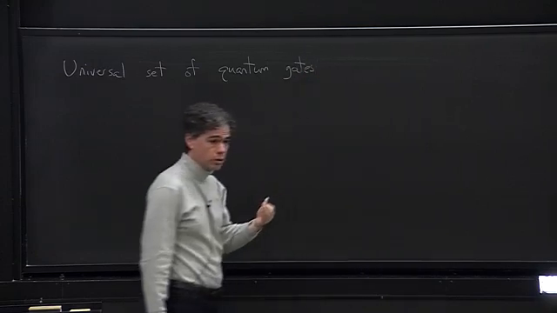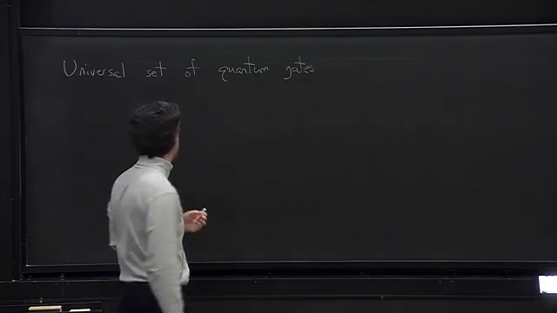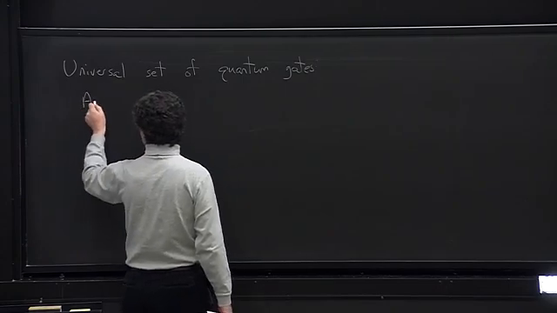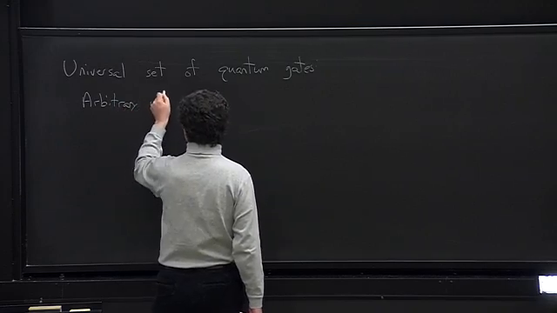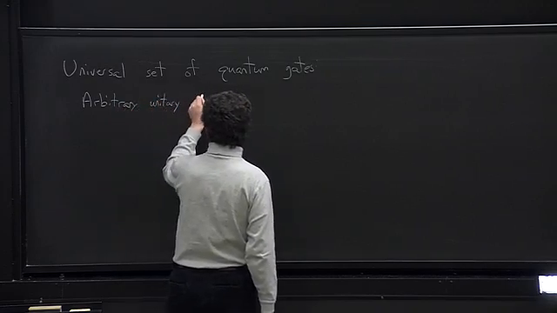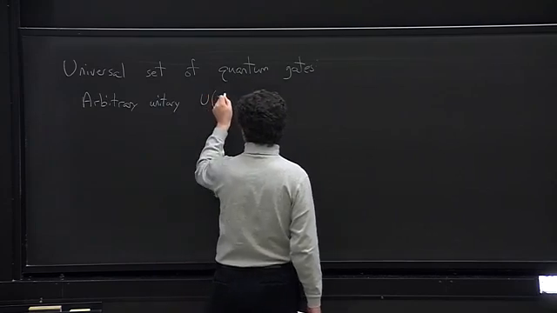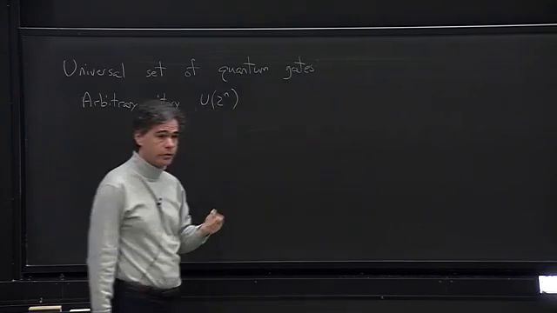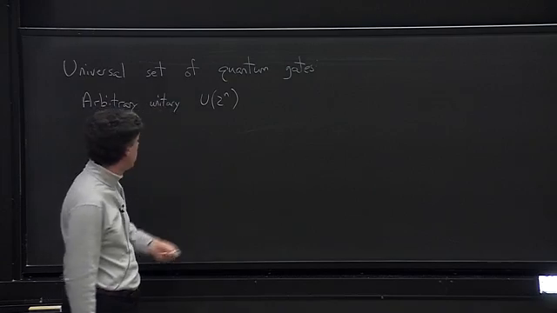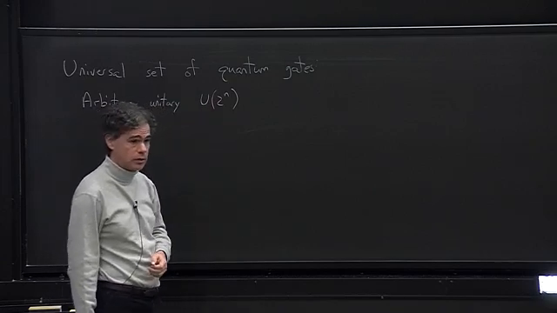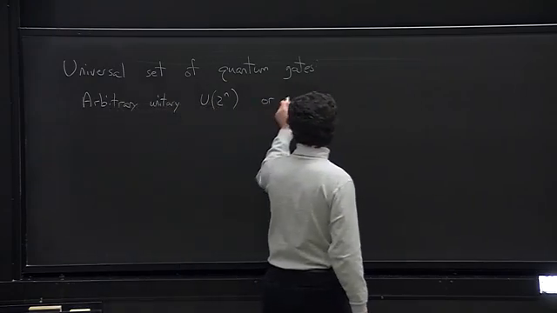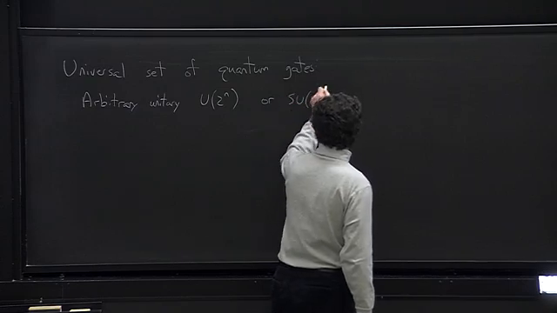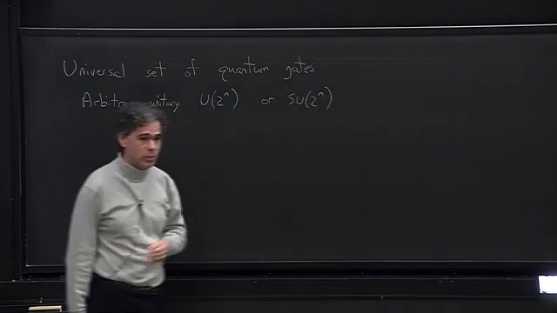So now the goal is to do an arbitrary unitary transformation. It's n qubits, so we have a 2 to the n dimensional Hilbert space. So we want something from U(2^n). Of course, the global phase doesn't really matter, so you could also think of it as SU(2^n). It's kind of some ambiguity.